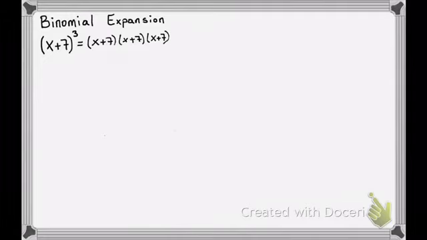So we're starting out with x plus 7 cubed. We have x plus 7 to the third power, which means we're going to write it 3 times, x plus 7 times x plus 7 times x plus 7. That's how we would normally write this. This is how you would do this problem if I were to give it to you right here, right now.